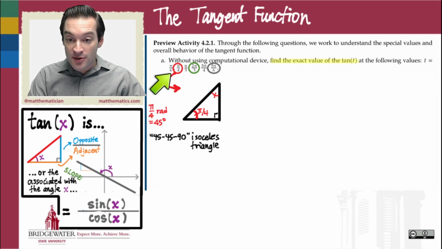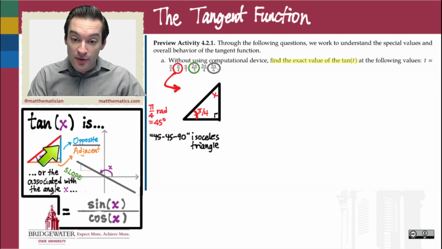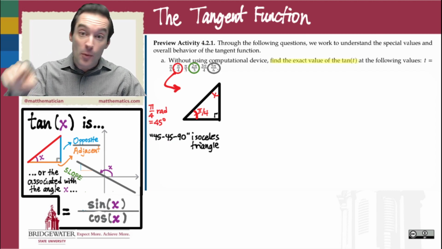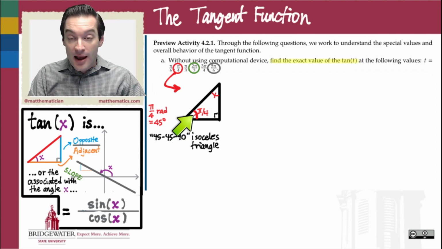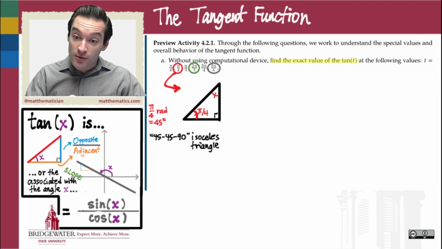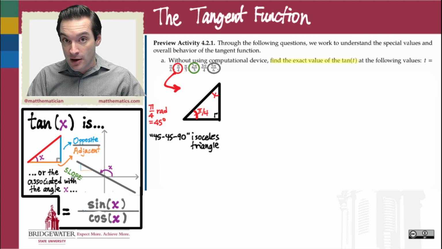So how would I use this to compute the tangent of pi over 4? Let's use the right triangle definition of tangent first of all. Pi over 4 radians is really 45 degrees. It's 1/8 of the way around an entire revolution, right? And so a right triangle that has one of its angles equal to 45 degrees is an isosceles right triangle. 45, 45, 90 are its angles.